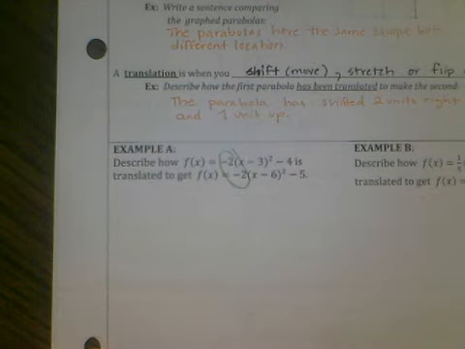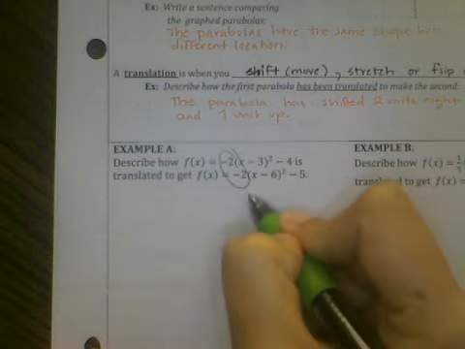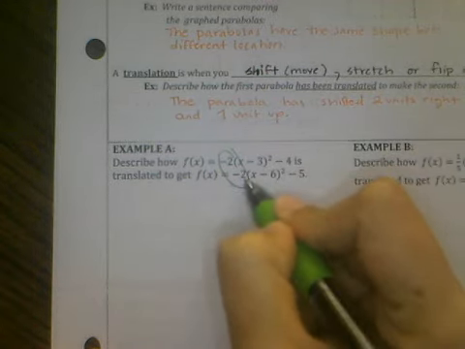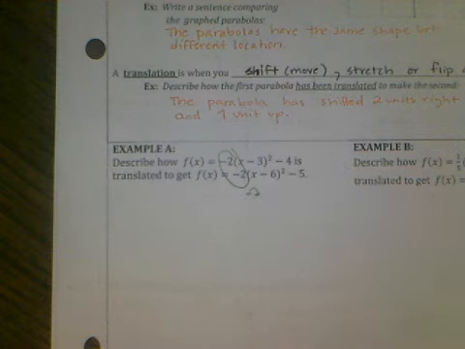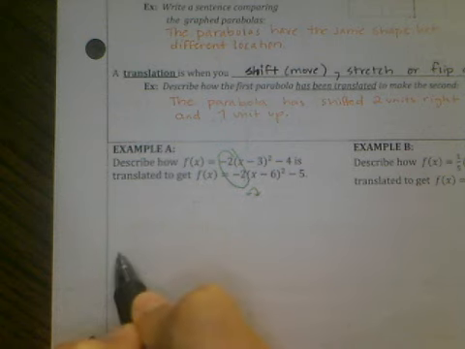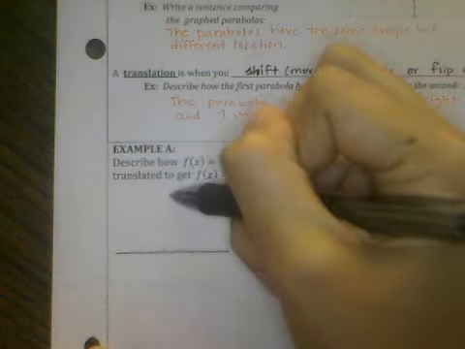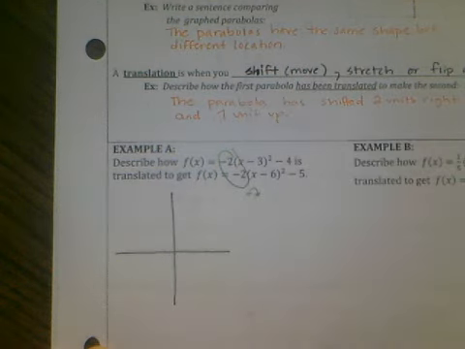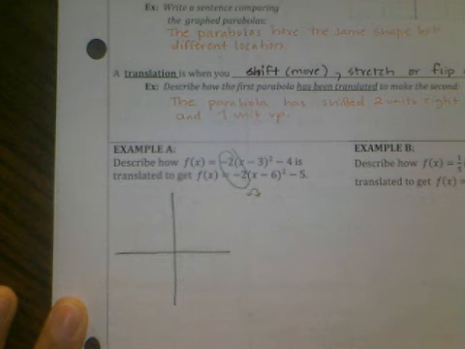And this a value is telling me that it's going to be facing down. And the 2 is a big number, so I can imagine that these are going to be kind of narrow graphs. The first method you're going to use in order to create your description is going to be to sketch the graph. And so I'm going to just draw a set of axes here. And this graph doesn't have to be perfect. You just want to approximate it, which will make your description easier.